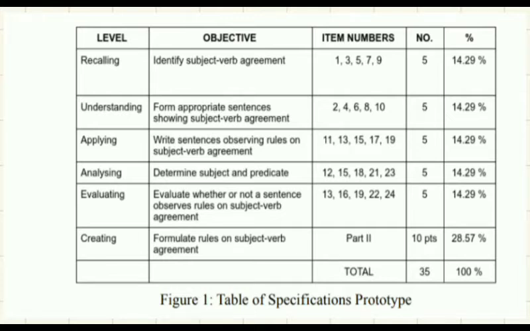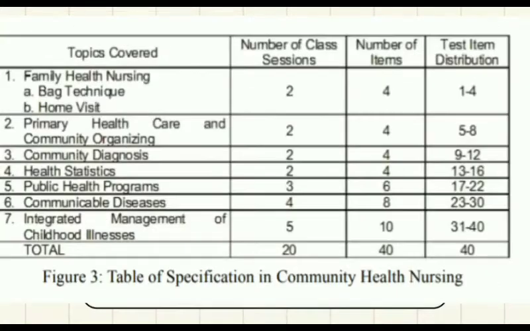While the synthesis, the creating, the last part, which is tested through an essay, is weighted equivalent to 10 points. However, we can also decide not to have an equal number of items for each level, just like in the second TOS.